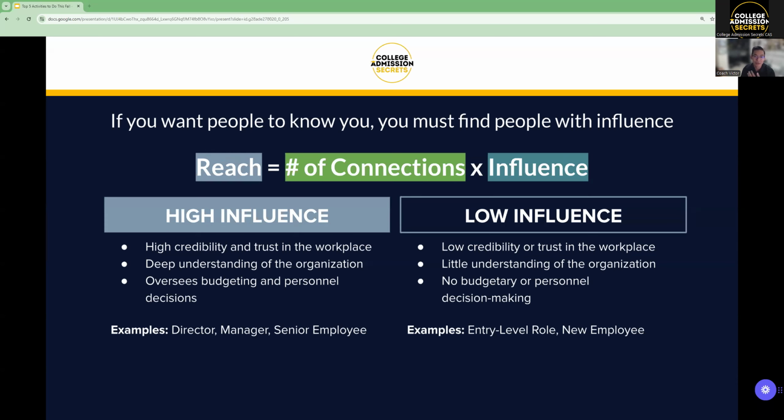You want to network with as many different people, but once you find those with high influence, right, that increases the probability, the likelihood, that they can create something for you.